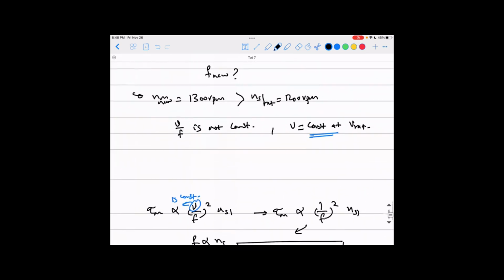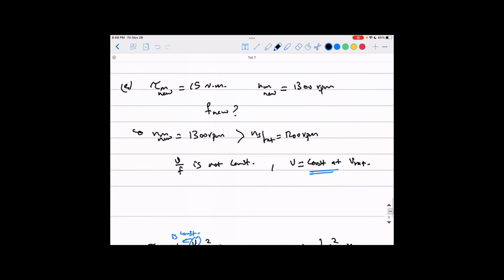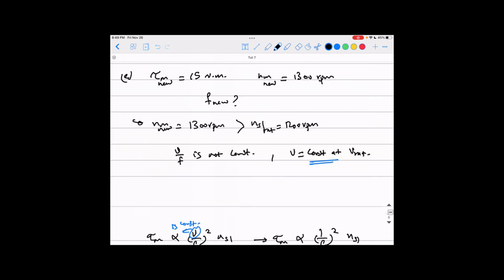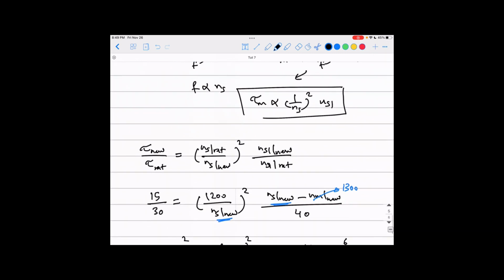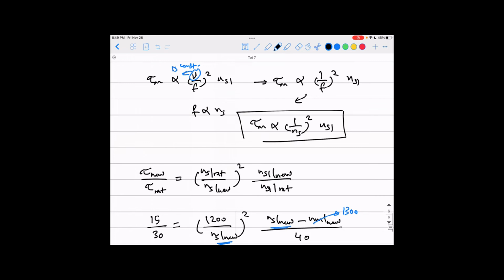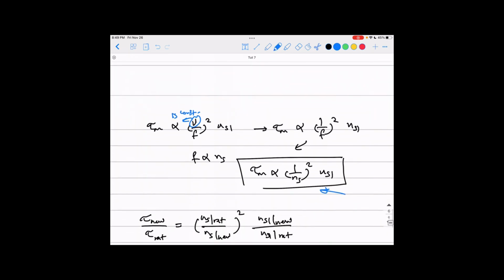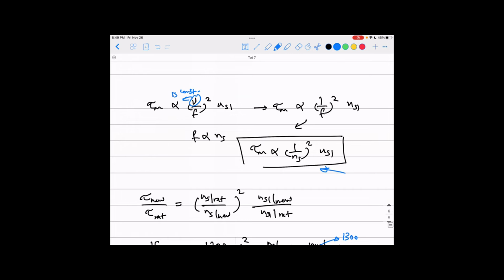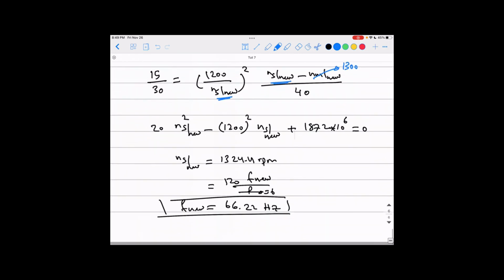So that's the whole point. Look at the mechanical speed that you want to drive the motor at. Look at its relationship with the rated synchronous speed. If it is less than the rated synchronous speed, that means you are in the linear region, where V over F is constant. If you're beyond this rated synchronous speed, that means you are in the region where the voltage is kept constant, so you go with this ratio rather than the torque being directly related to the slip speed. Okay, guys?